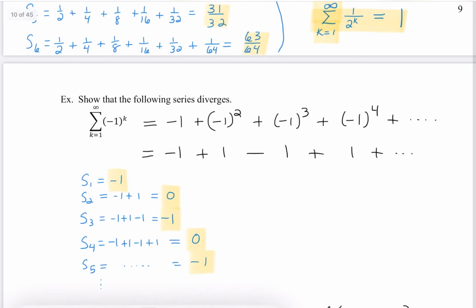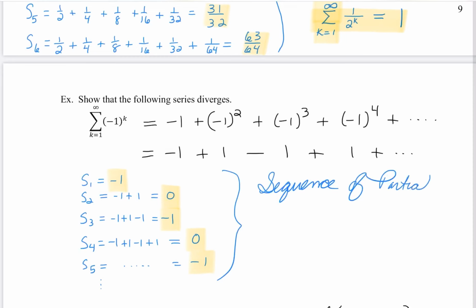So if I think about this sequence of partial sums, I'm looking at what's happening to this sequence. And if we take a look at that sequence right here, again, this is our sequence of partial sums. That sequence of partial sums is negative 1, 0, negative 1, 0, negative 1, dot, dot, dot. That sequence of partial sums diverges.